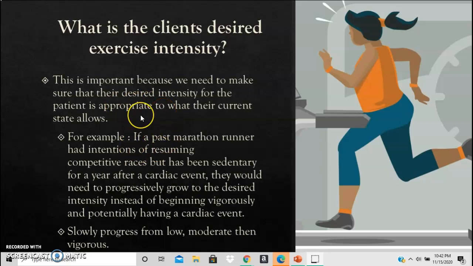For example, if a past marathon runner had intentions of resuming competitive races but has been sedentary for a year after a cardiac event, they would need to progressively grow to the desired intensity instead of beginning vigorously. The reason for not doing this, of course, is it could potentially cause a cardiac event within this client. So a slow progression from low to moderate and then to vigorous is always recommended.